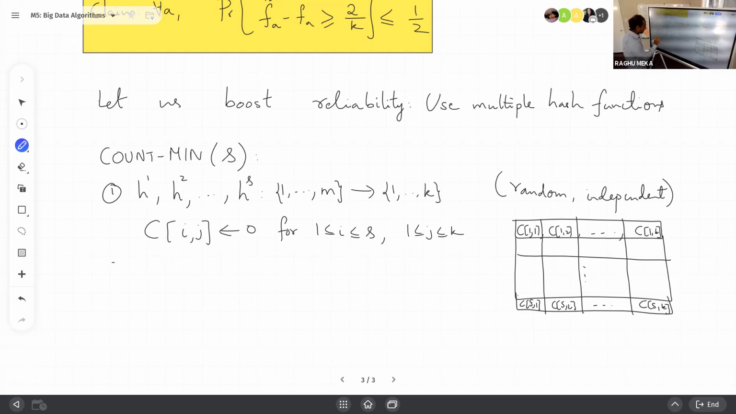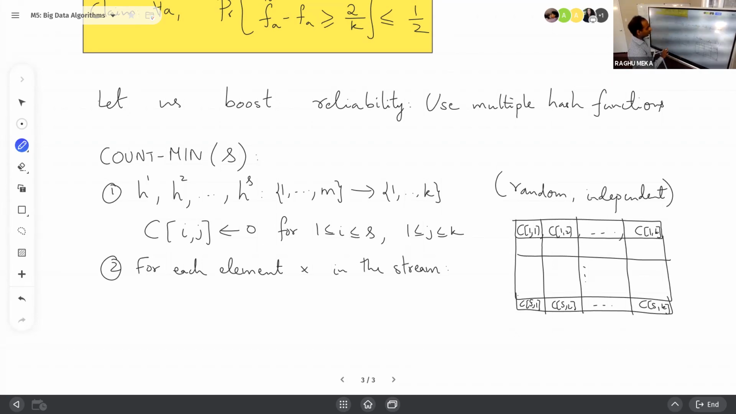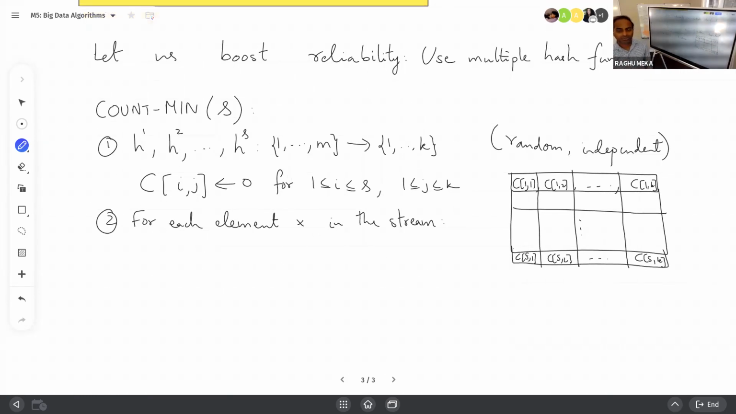And then, for each element x in the stream, what should I do? We're just running the algorithm s times separately, right? So what we need to do is pretty simple. We just have another for loop over each of these counters.